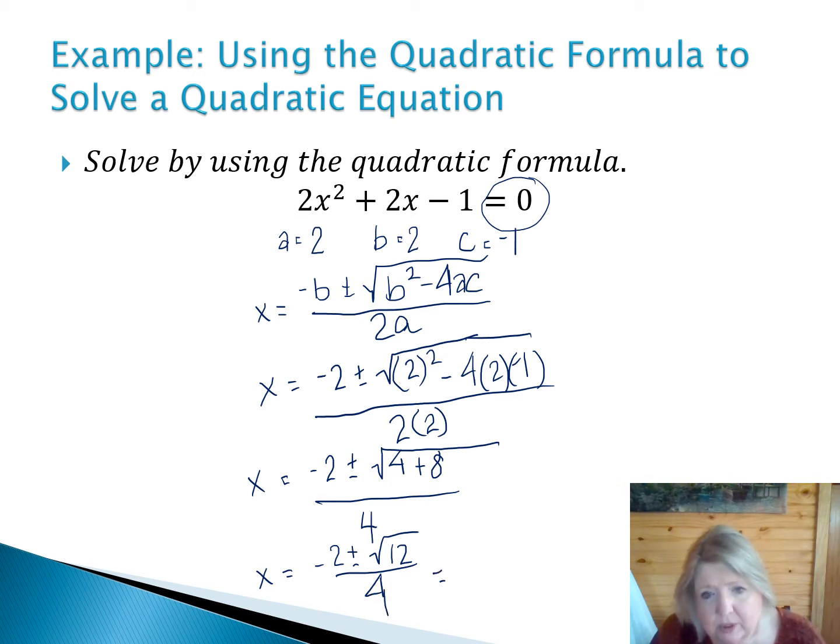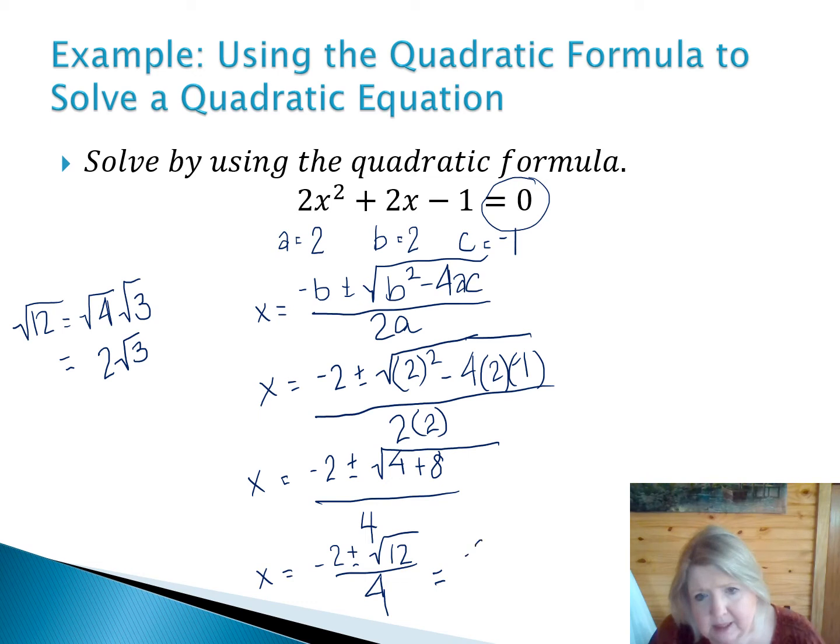Now, some of you who have been doing all of your work, you've done so many square roots of 12 so far, you can just do that in your head. But for those who can't, square root of 12 simplifies into square root of 4 times 3, because 4 is a square number. And so that's 2 square roots of 3.